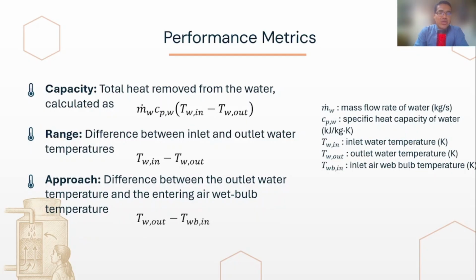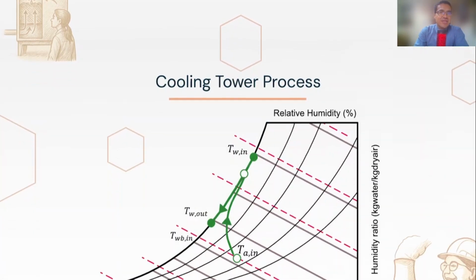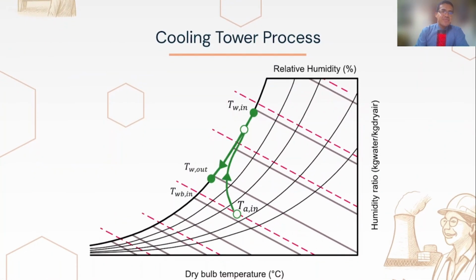Finally, the approach tells us how close the outlet water temperature gets to the ambient air's wet bulb temperature, the theoretical lower limit for evaporative cooling. A smaller approach means the tower is more effective, but it also means a larger and costlier tower, and it may require more fan power to achieve that performance.